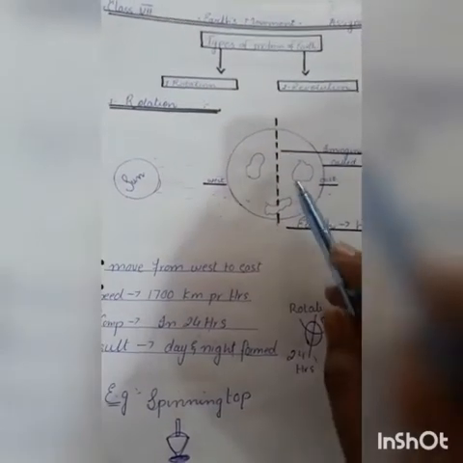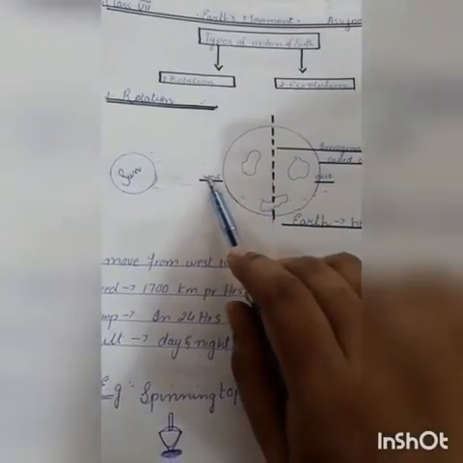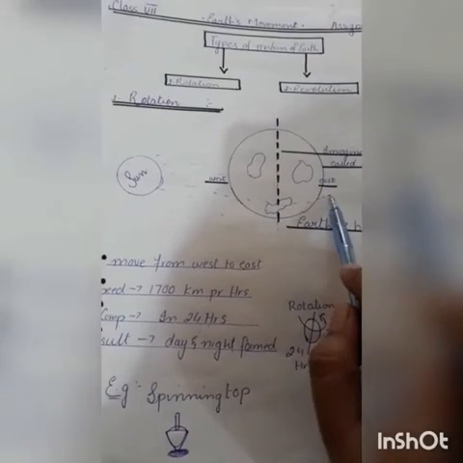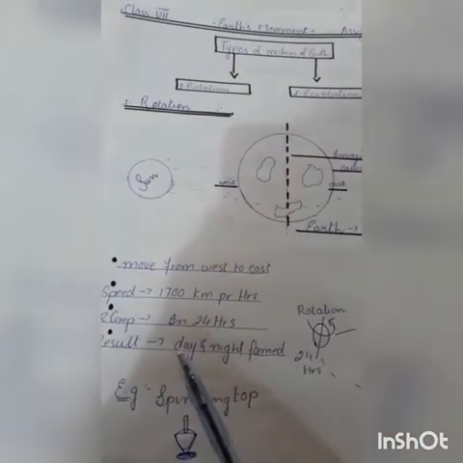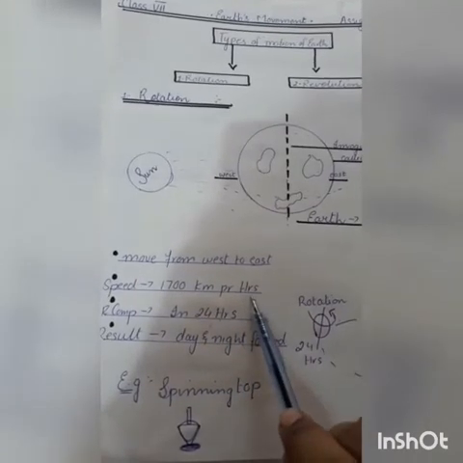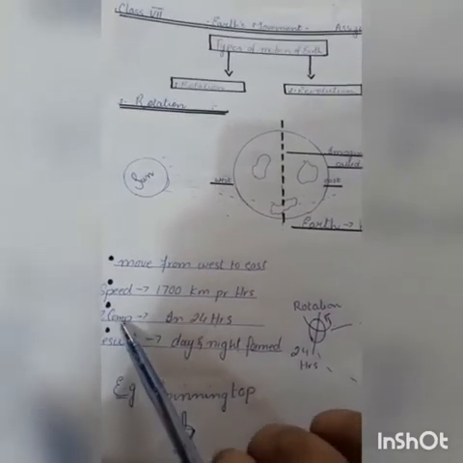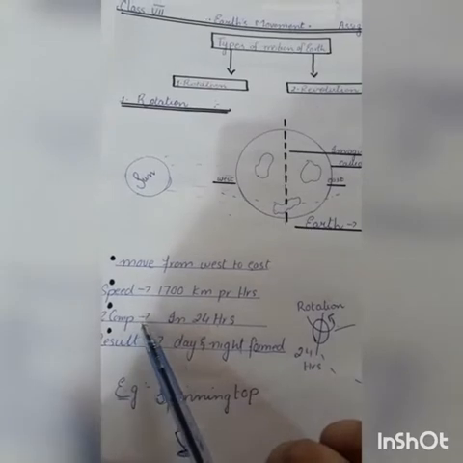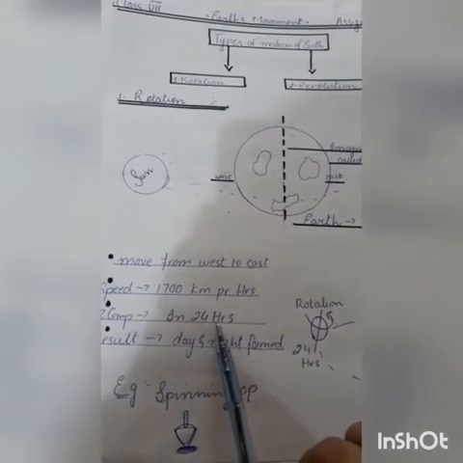What is axis, students? Axis किसको बोलते हैं? Axis जो है ये, this is an imaginary line. This imaginary line is called axis, around which the earth moves. Is it clear? And this movement is always from west to east, and it has a speed of 1700 km per hour, and it takes a complete rotation around its axis in 24 hours.